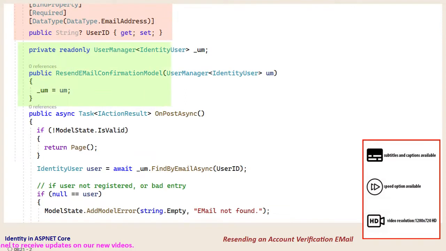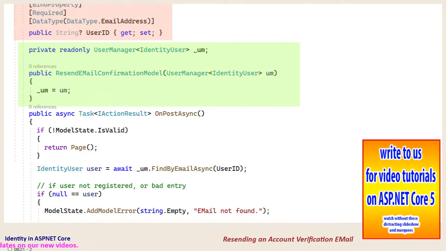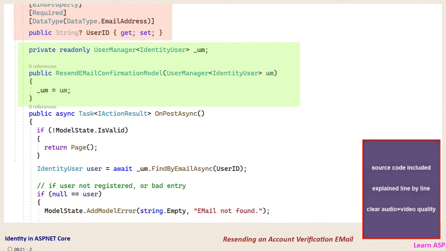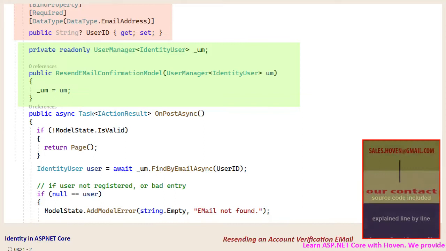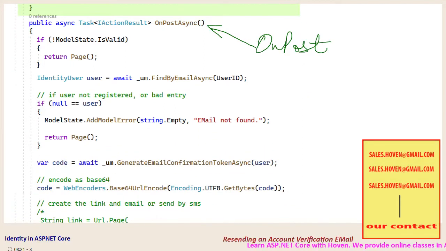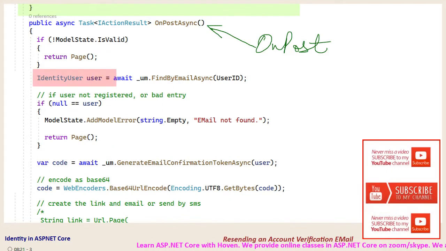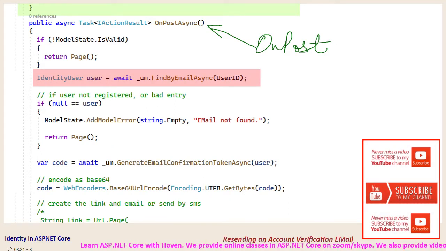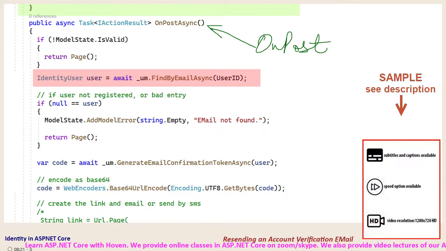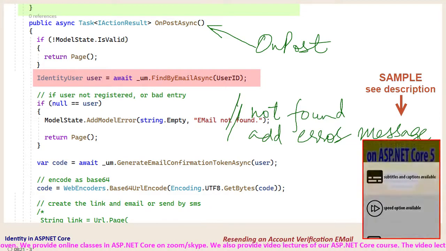Constructor-based dependency injection has been used to obtain the user manager service. This service is used to obtain the email confirmation token. We have cached it as a read-only member. The onPost method executes when the user submits and posts the form. The find by email async method is used to obtain the identity user. If the user cannot be found, then a suitable message is shown.